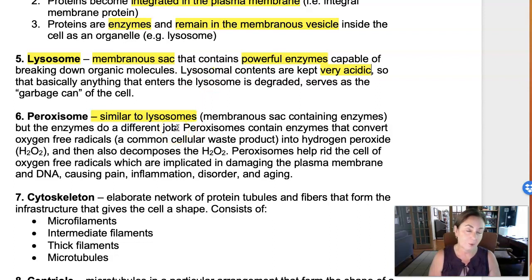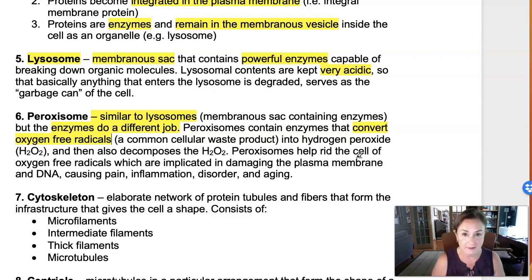Now the peroxisome, it's similar. It's a membranous vesicle, but the enzymes just do a different job. What they do is they work to get rid of a certain type of waste called an oxygen-free radical. And so an oxygen-free radical is just a molecule that contains oxygen, and it has an unpaired electron in its outer shell.